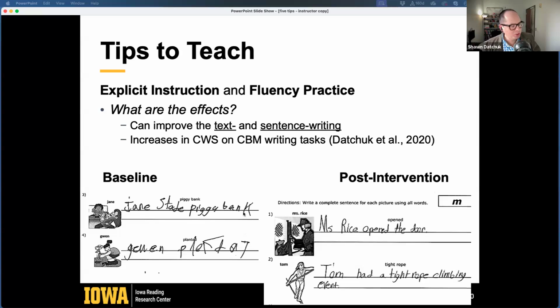There are some different issues, but as a result of targeted instruction or intervention, what we see is that this student was able to, there's kind of a clear beginning here where they're signaling, hey, this is the start of a sentence. Miss Rice opened the door, a little period there. Tom had a tightrope climbing event, period. Now, these aren't sort of college level sentences by any means. This is for an elementary student. But what you can see is that as a result of targeted instruction, they're able to latch on or acquire the foundational aspects of a complete simple sentence a little bit more.